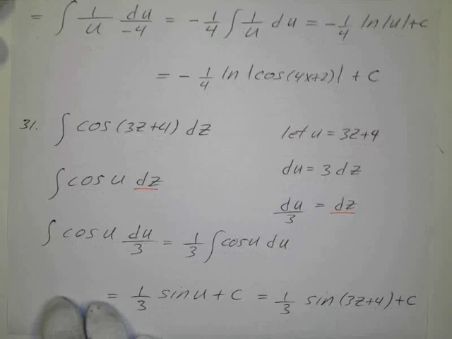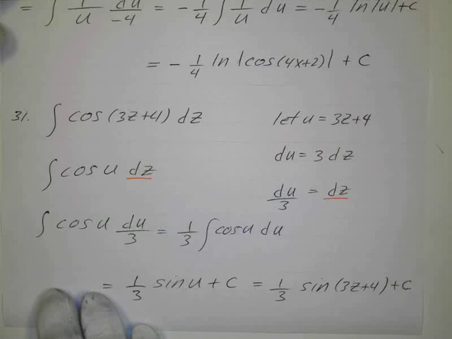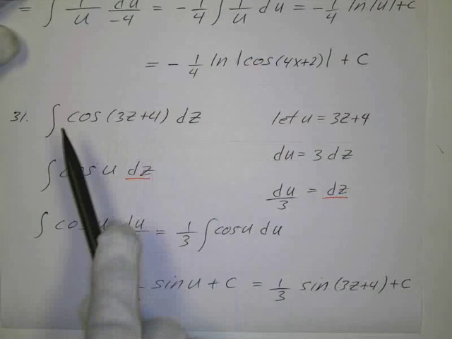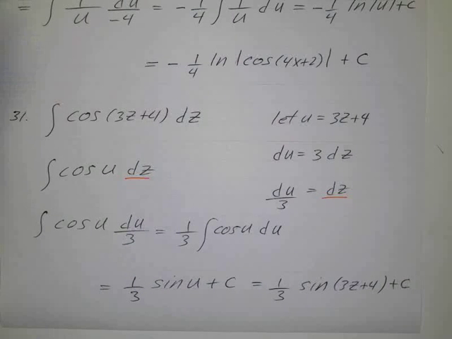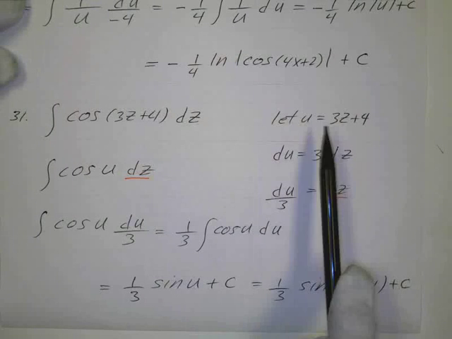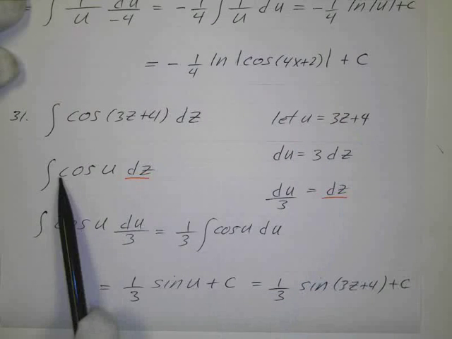Okay, number 31 is a lot easier. Have a nice easy one here. This is just the integral of the cosine of 3z plus 4 dz, and we know we have a formula for the antiderivative of the cosine of u du. It's just the sine. So we're going to let u be 3z plus 4.